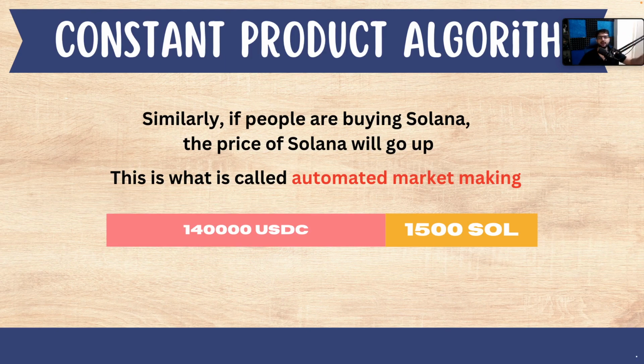Put all of your assets in a pool. They will keep trading by themselves. Based on the supply and demand, they will keep on getting traded. It is not as efficient. People will not get the best price as they would have if this were an order book.